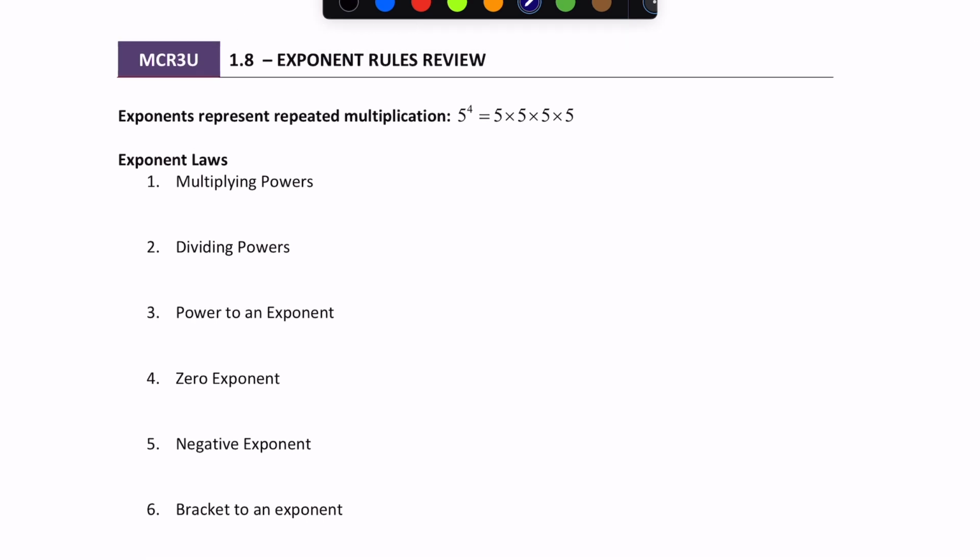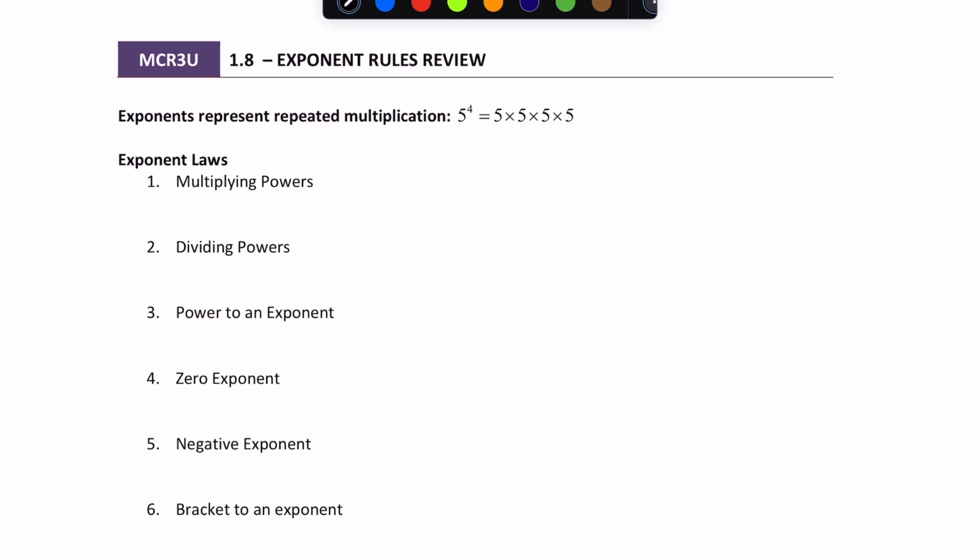Today we'll be looking at the exponent rules, and this will be a review from previous courses that you may have taken as well. So again, when we're looking at exponents, exponents represent repeated multiplication. So here, if you see 5 to the power of 4, it's equal to 5 times 5 times 5 times 5. So 5 times itself 4 times.